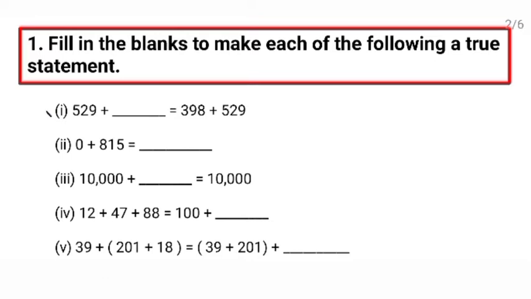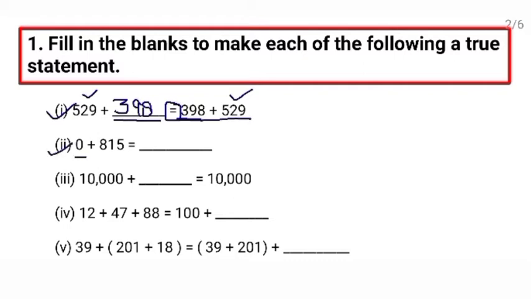First part is 529 plus dash is equal to 398 plus 529. The equal sign is there. It means both the sides will be equal. Here 529 is common on both the sides. So what is remaining here? This 398. Right? So in the blank there will be 398.